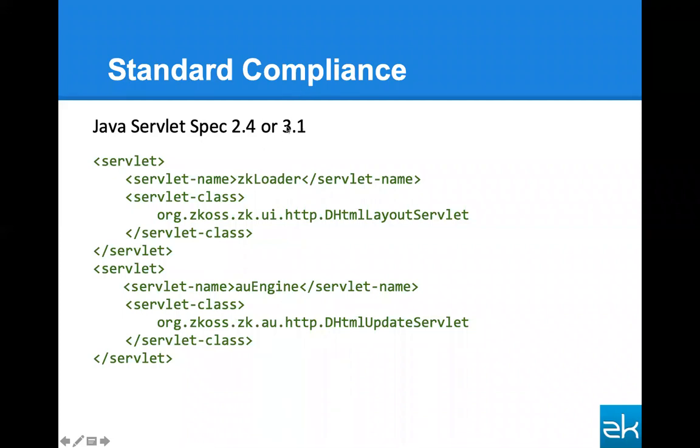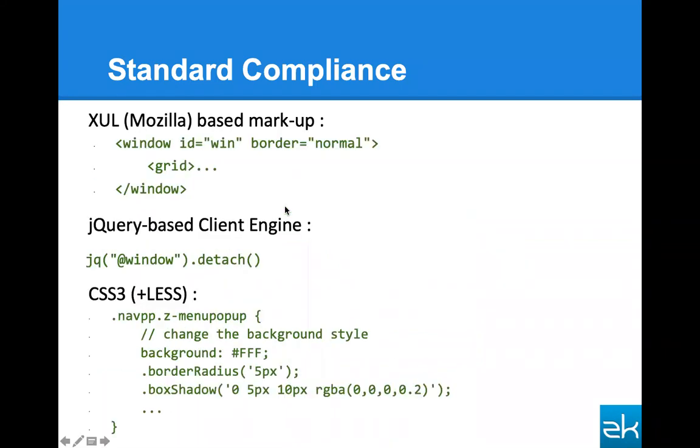You can use servlet spec from 2.4 to 3.1. And this Java ZK framework is based on two servlets. So you can see all the main setting is you need to set up these two servlets. One is layout servlet, the other is update servlet. So it's based on standard technology. We don't create any new things, new spec. So you can run ZK with any Java EE standard application server.